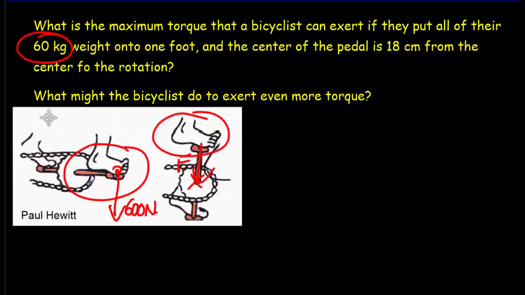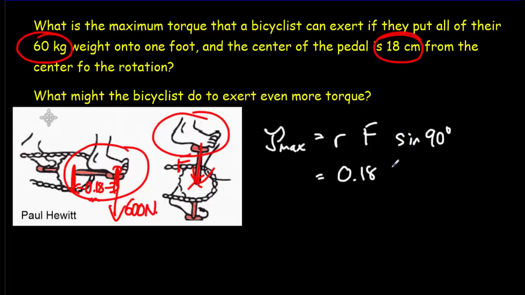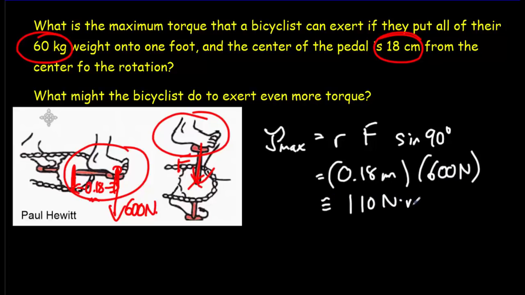Now to calculate how big that torque is going to be, we know the lever arm distance from here to here is 0.18 meters. So to calculate our maximum torque, take the lever arm distance, multiply it by that force times the sine of 90 degrees, which is simply 1. So it'll be 0.18 meters times 600 newtons, giving you approximately 110 newton meters.